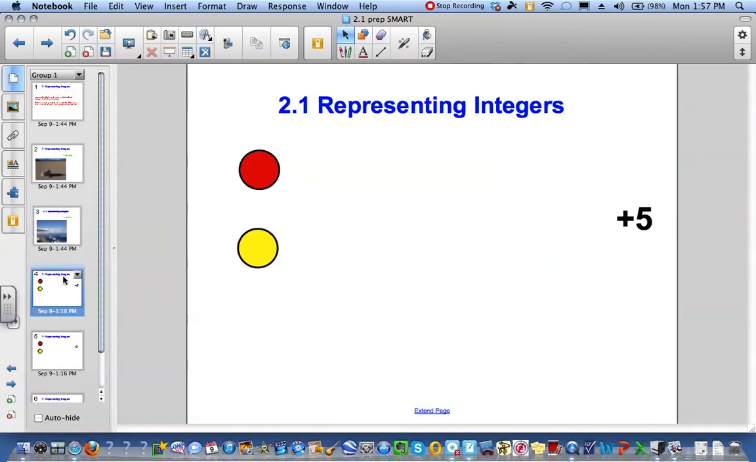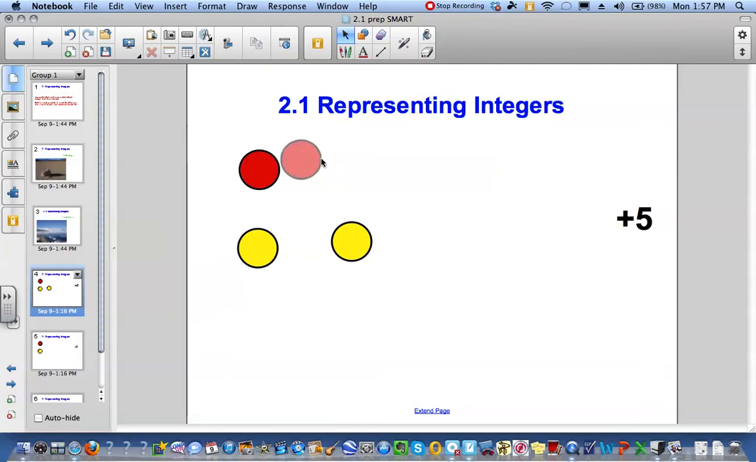Representing integers, there are numerous ways that we can do that. One of the easier ways to do it is with tiles. In this case, we use red and yellow, yellow being the positive and red being the negative. When you bring out one tile, technically I would be representing positive 1. I have one positive tile.